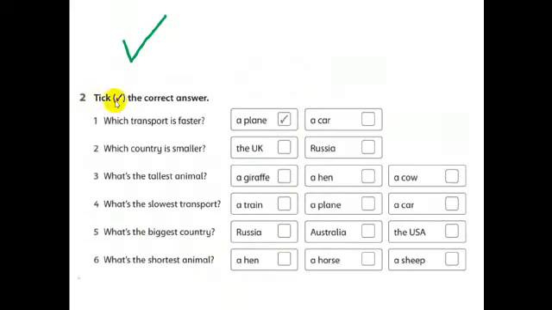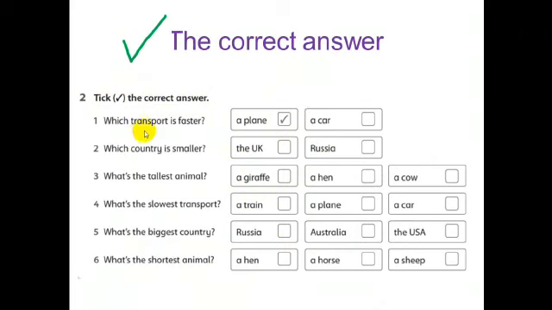Now number two. Tick the correct answer, please. Which transport is faster? A plane, a car. Yes, a plane. Number two. Which country is smaller? The UK, Russia. You know, Russia is the biggest country, okay? So, the correct answer, the UK. Tick the UK, please. What's the tallest animal? A giraffe, a hen, a cow. Of course, a giraffe. A giraffe is the tallest animal.